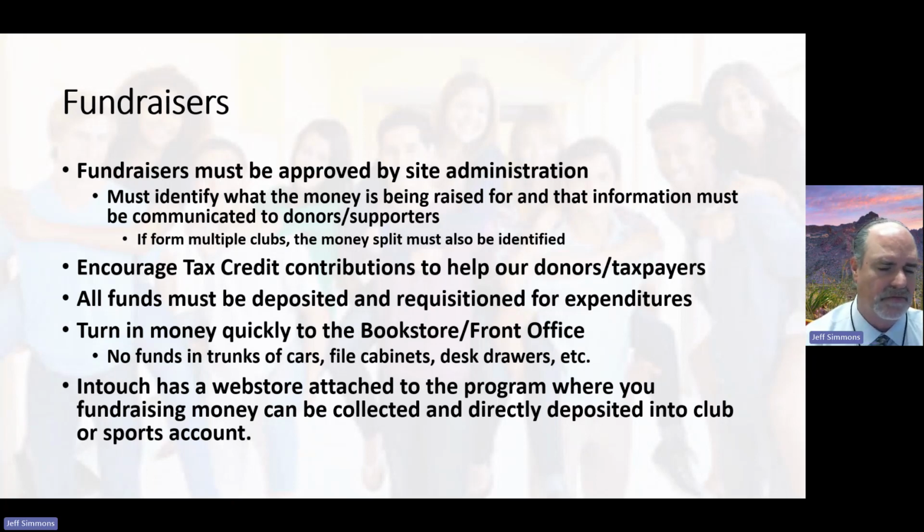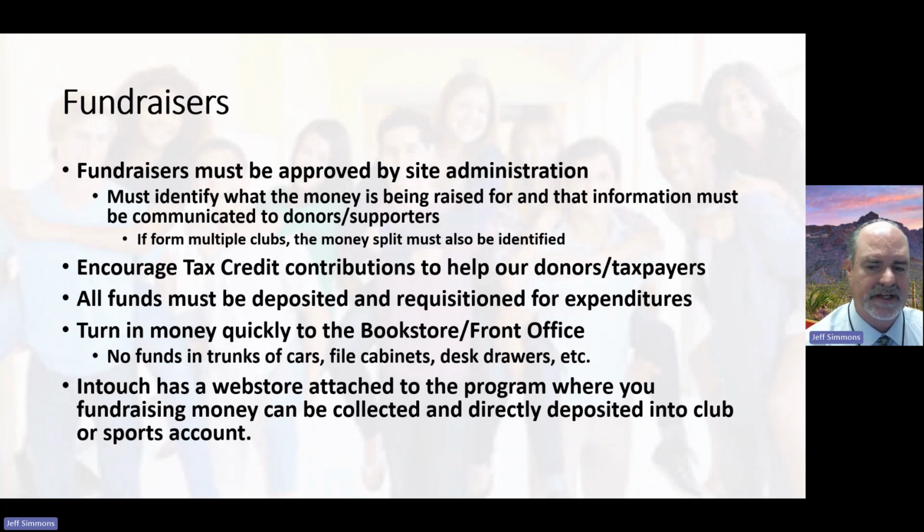No funds in the trunks of cars, file cabinets, desk drawers. We list those 3 specific ones, and there's more, but those have all had money vanish from them in the last 5 to 10 years. So please be careful and diligent with money. We have safes in the front offices. They'll keep that money secure for you.